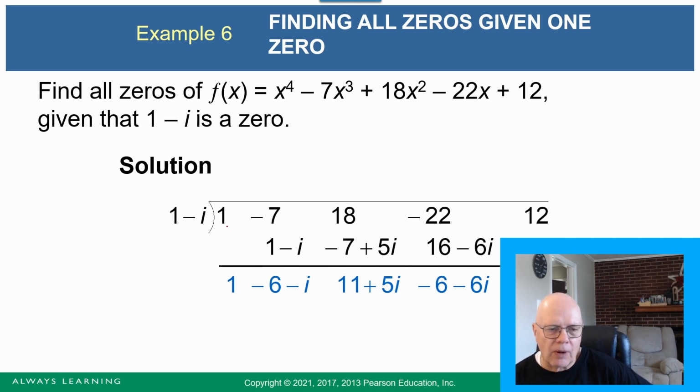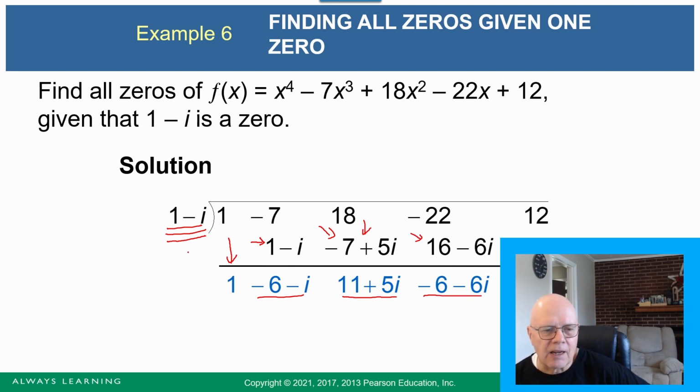So remember, bring this first number down, just copy it, multiply this 1 times that, bring the result here. Now add these two together. The real number part gives you minus 6. The imaginary part, just minus i. And multiply this by the 1 minus i. Put the result here. Add them together. You get 11 plus 5i. Multiply that times 1 minus i. Here's the result. Add it to the negative 22, and you get this.